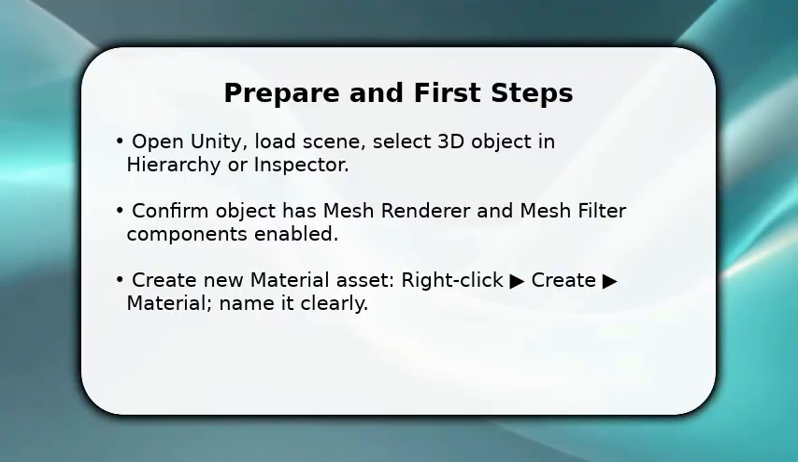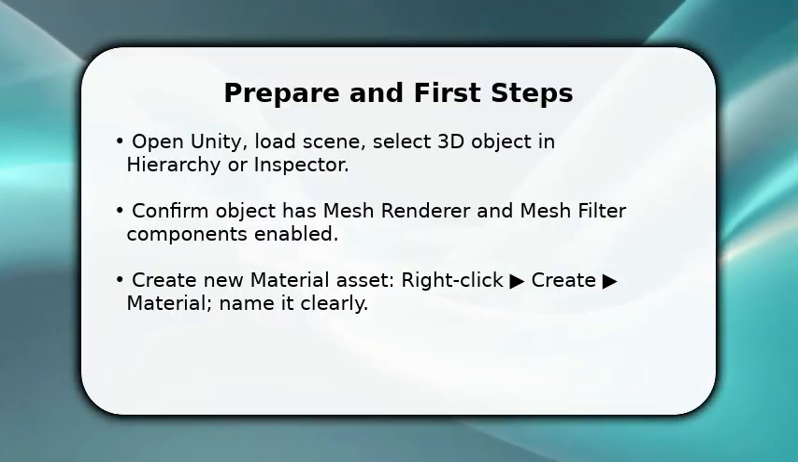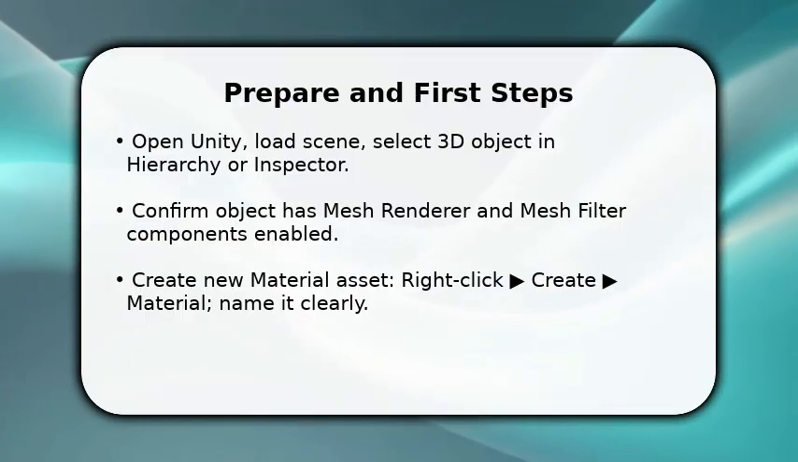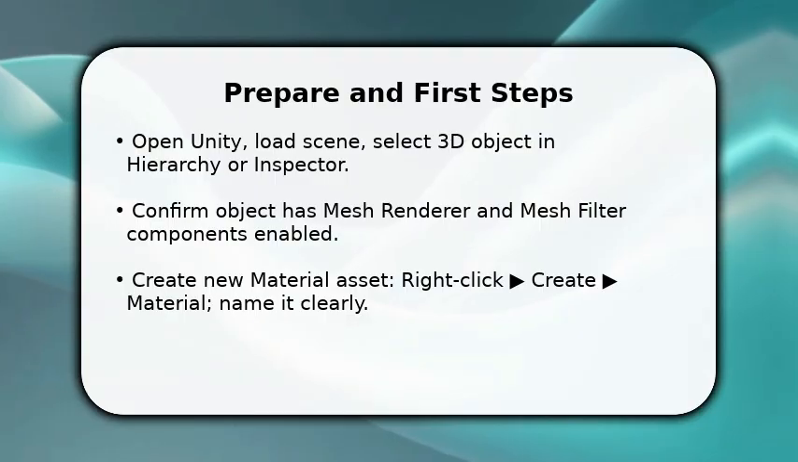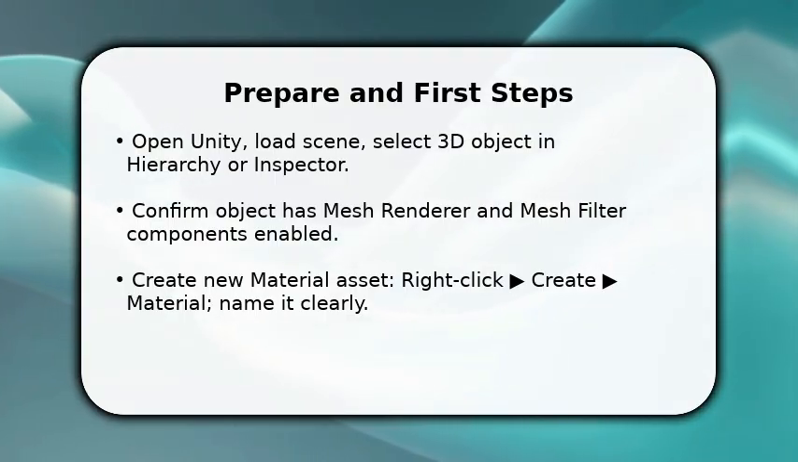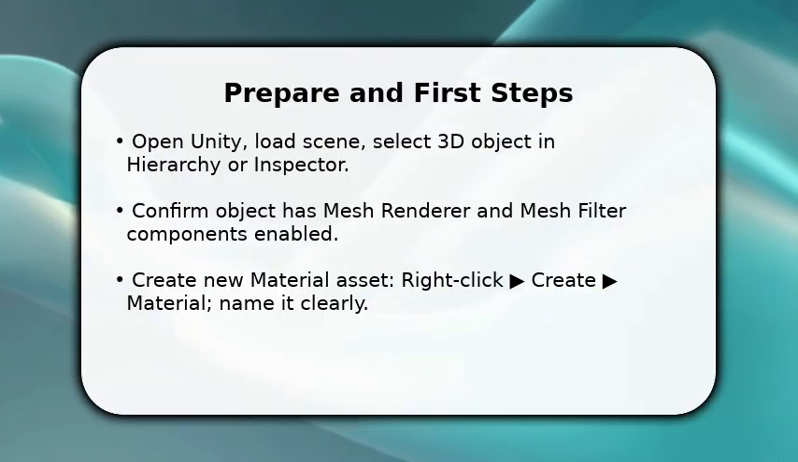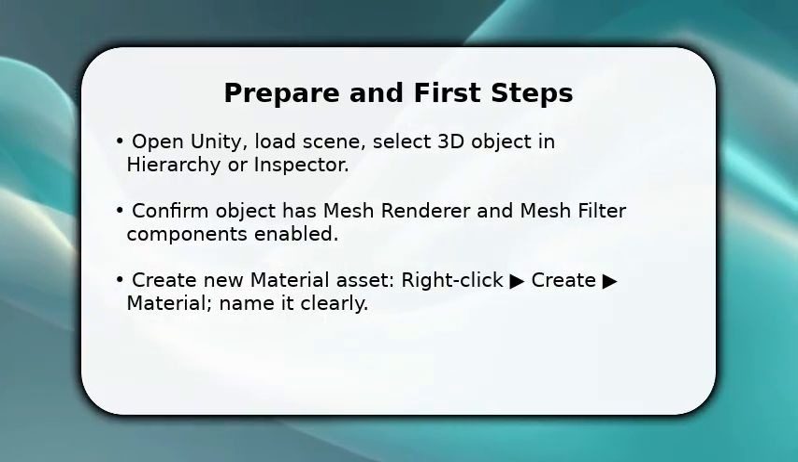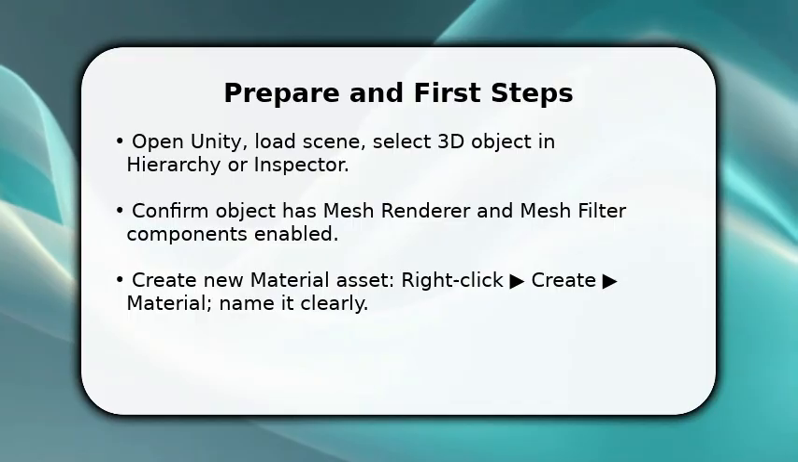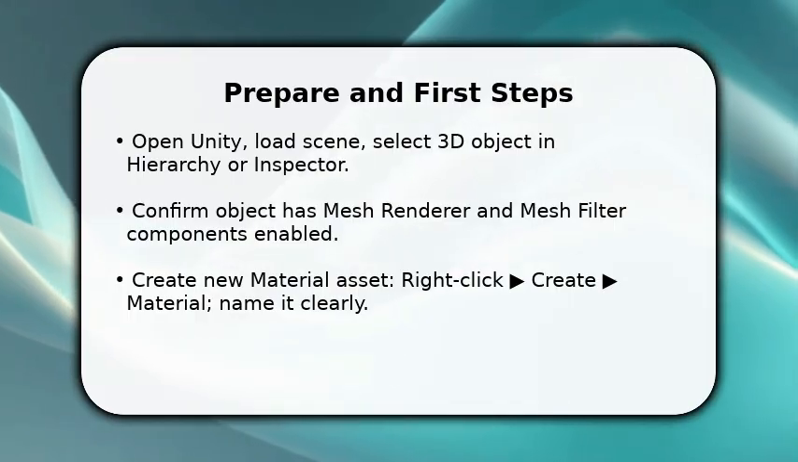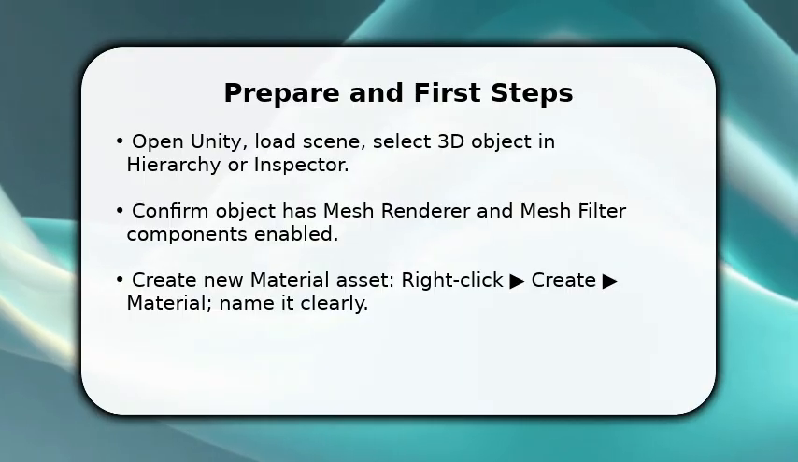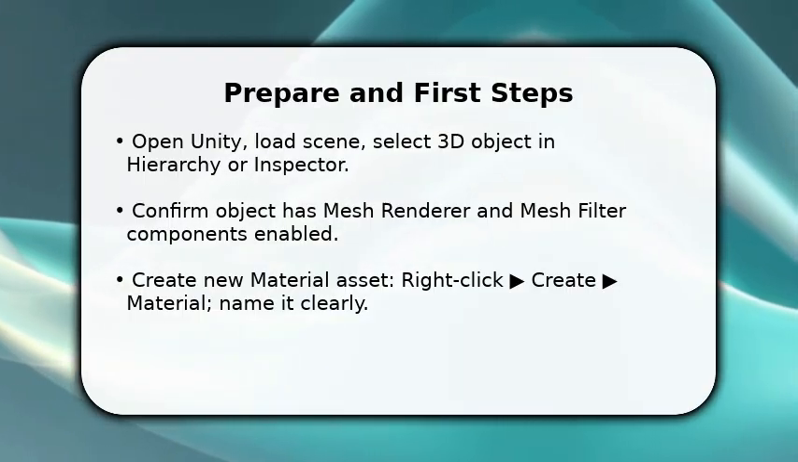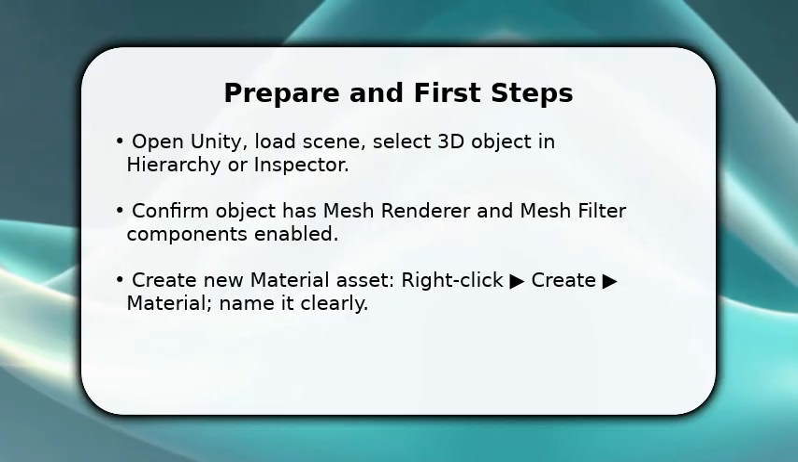Enjoy the video. You start by selecting the object you want to recolor and confirming it has a mesh renderer and a mesh filter. These components expose material slots. Next, create a new material asset in the project window and give it a clear name so you don't confuse versions. Once created, switch its shader type if needed, standard for PBR workflows or unlit for flat color, because the shader determines how color and lighting interact with the surface.